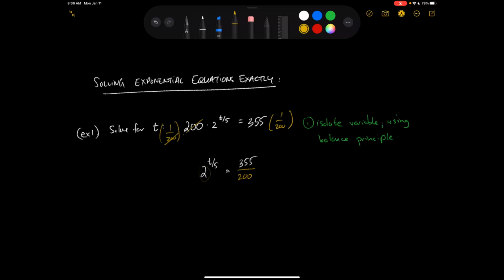So now I've got a base to a power equals something else. So in order to get access to this power up here, I need to use logs to undo the exponent, right? Just like division undoes multiplication, logs undo the exponent. So what we do is we take the log of both sides. It could be common log or ln, doesn't matter.